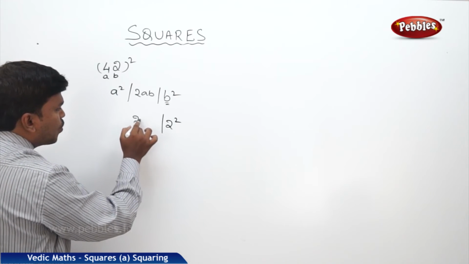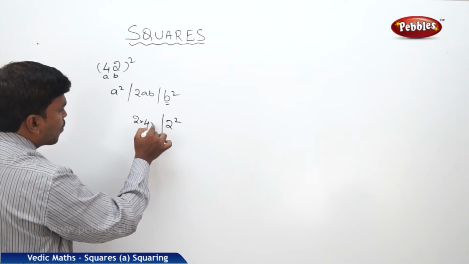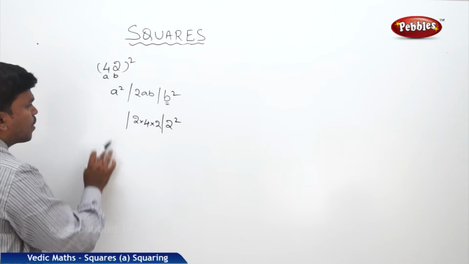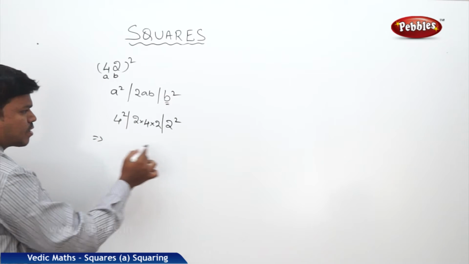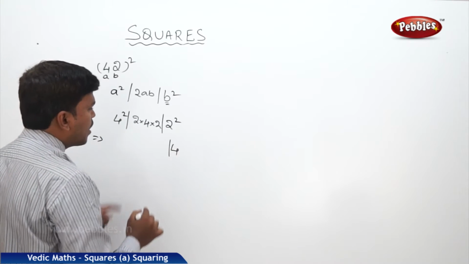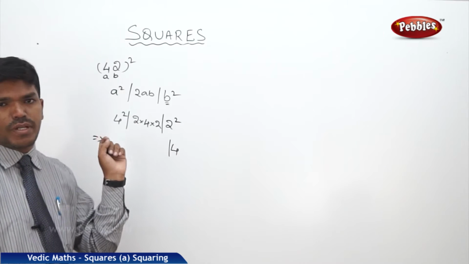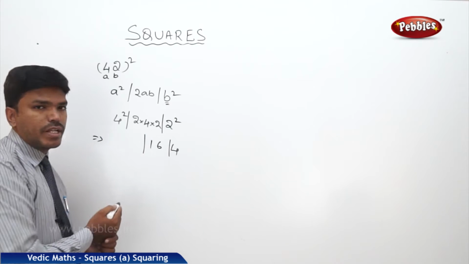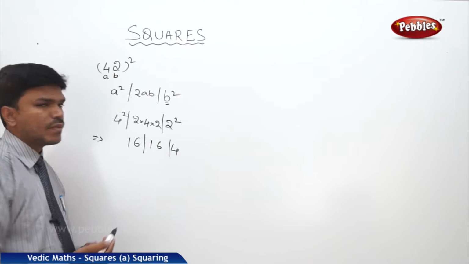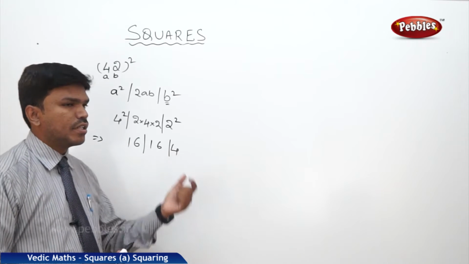2AB, that is 2 into, what is the A value? 4. B value 2. 2 into 4 into 2. Now what is A square? 4 square. Next, 2 square is 4. 2 into 4 into 2, how much? 2 4s are 8, 8 2s are 16. 4 square is 16. So we got 16, 16, 4.